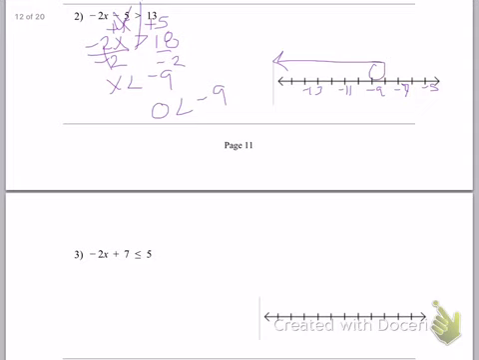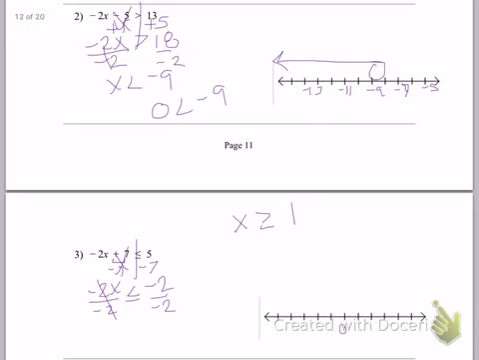So for number 3, we're going to subtract 7. Since it's adding 7, we need to do the opposite. So inverse operation tells us we need to subtract. So we'll have negative 2x is less than or equal to 5 minus 7, which gets you negative 2. Now on both sides, divide by negative 2. These cancel out. So you'll have x, then you must flip your inequality, and then 1, because negative 2 divided by negative 2 is 1.